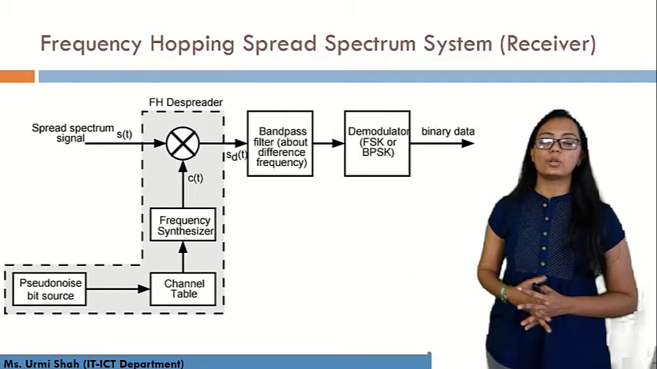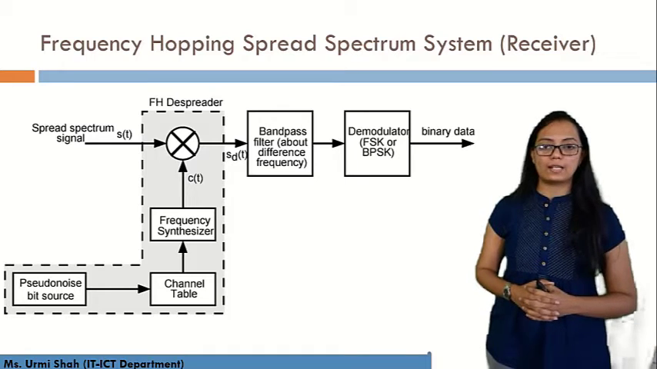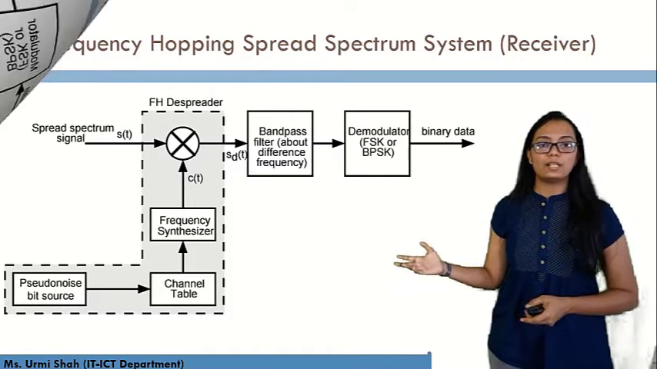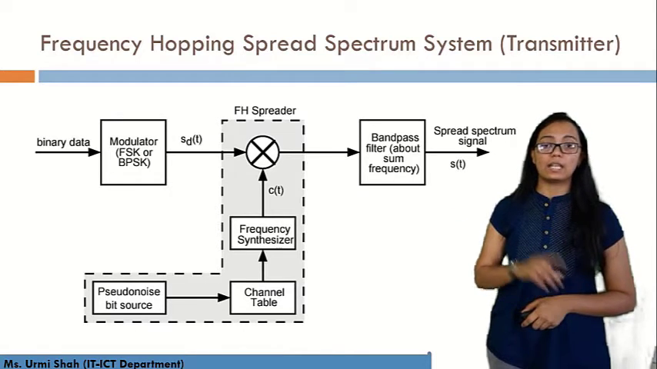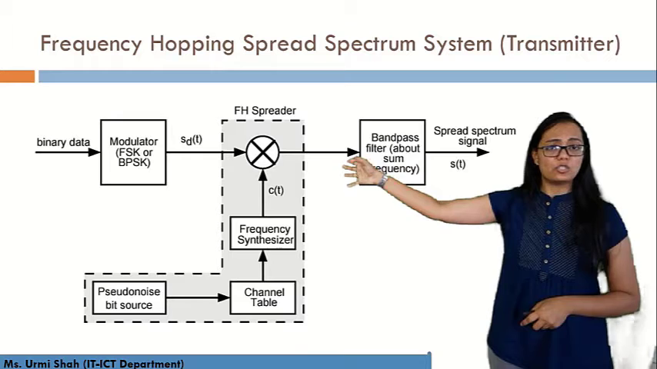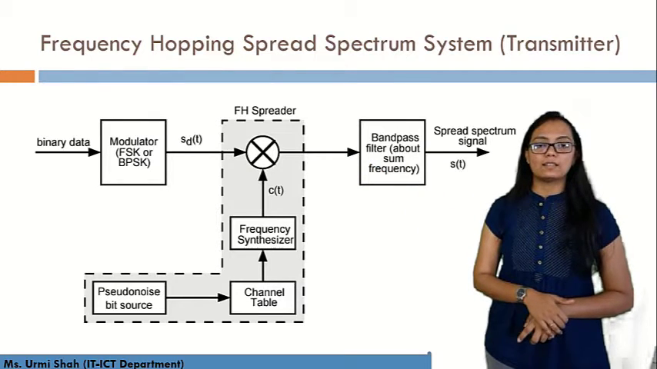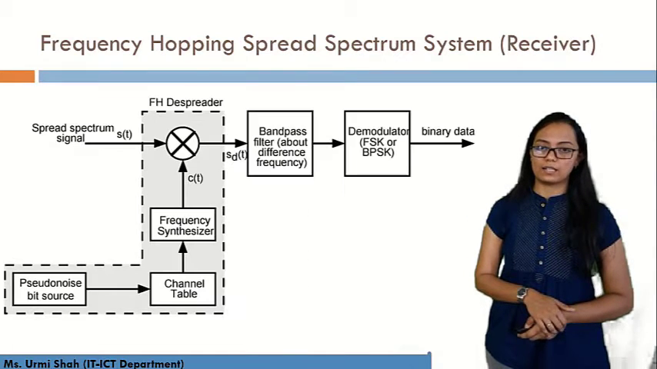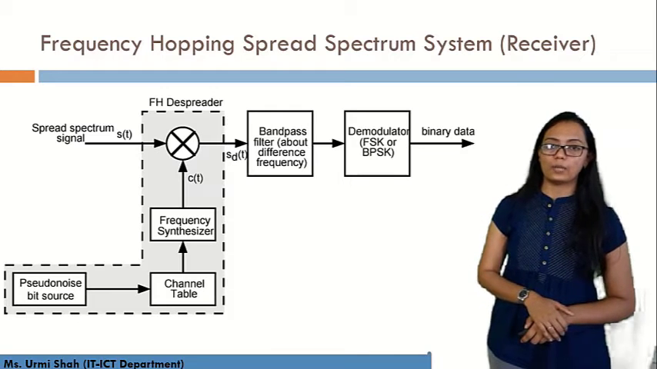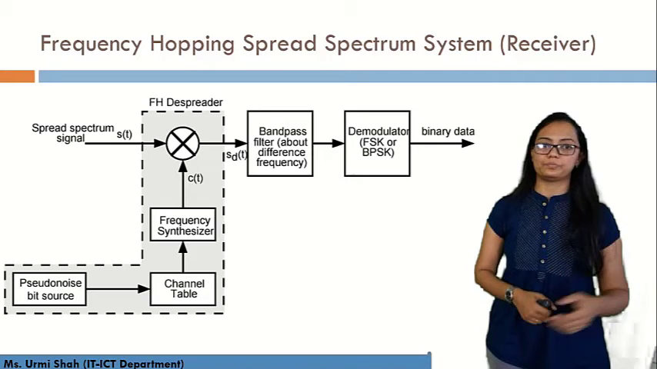So this is how the whole process will be done in frequency hopping spread spectrum. The only difference between the transmitter and receiver blocks is that in the transmitter, at the initial stage, we have the modulator circuitry, while in the receiver circuit, at the end, we have the demodulator circuit. So that is the difference between the frequency hopping spread spectrum transmitter and receiver.